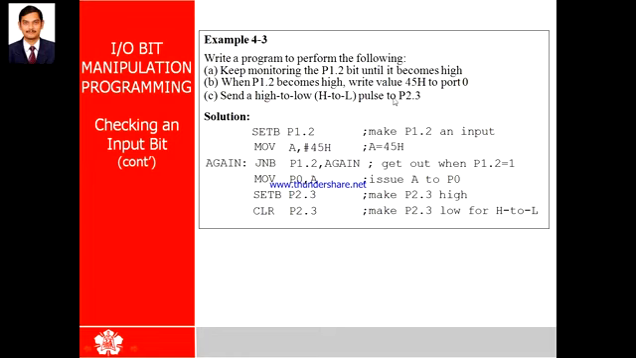Send a high to low pulse to port 2.3. So we are using one more port pin here, P2.3, and we have to send the information like high to low. That is done through SETB P2.3 and CLR. So these instructions are for this purpose. Initially SETB P1.2 we have done to make this particular pin an input. So we have to do this first. Later I can use this instruction.